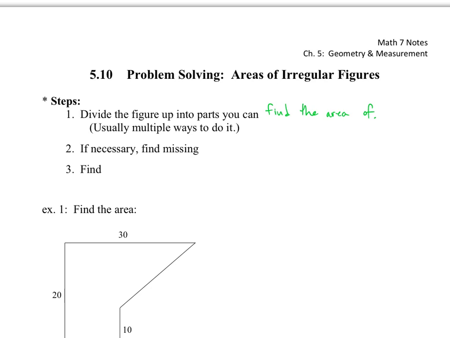Okay? Step 2. If necessary, find the missing side lengths. Sometimes not every measurement is written, or it's a long one and you've got to do some subtraction to find the missing side. And then third, find areas and add them together. So you're going to find the areas of all the shapes you just made, and then you're going to add them all together to get the whole big shape.